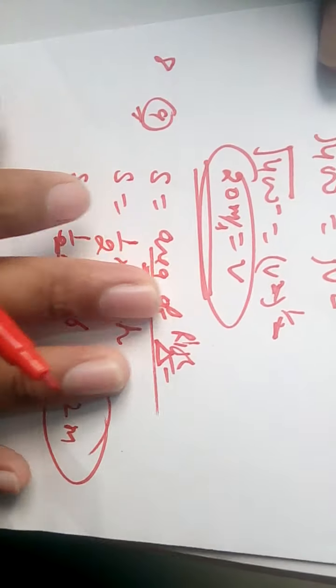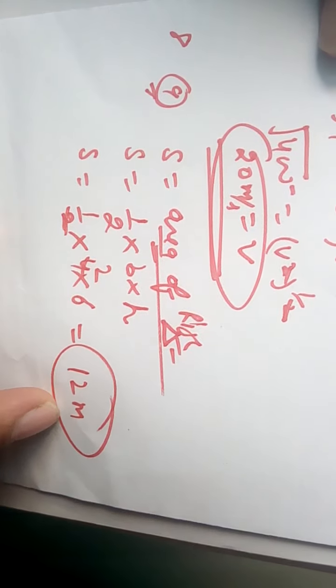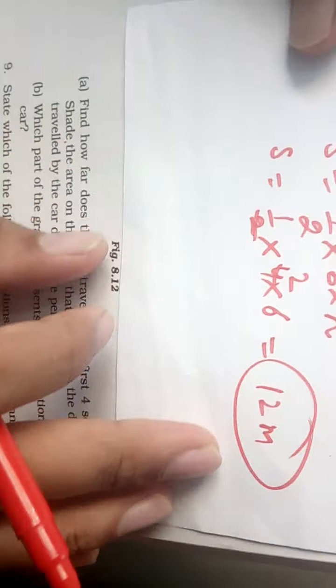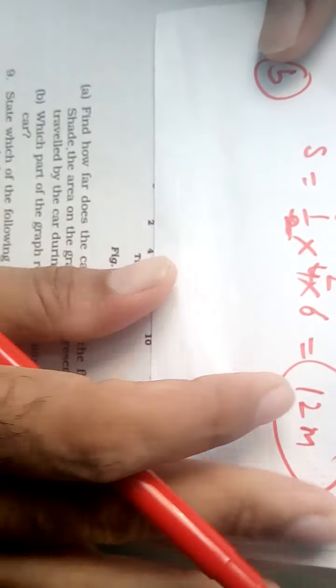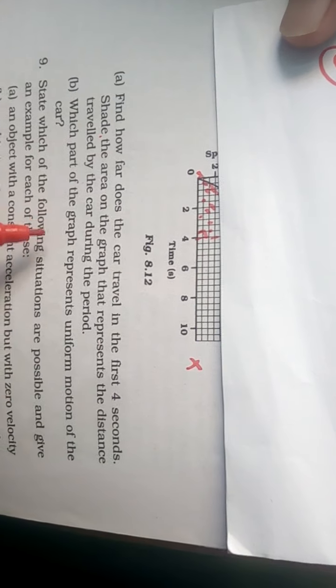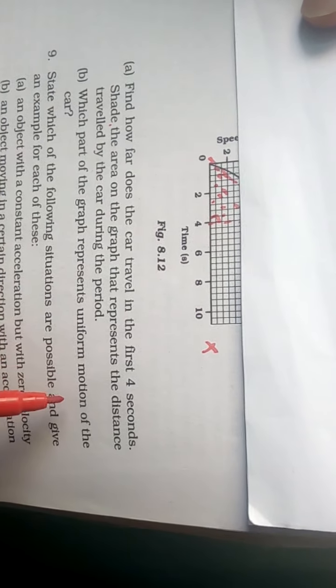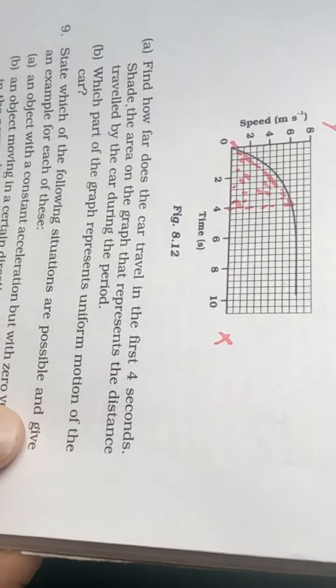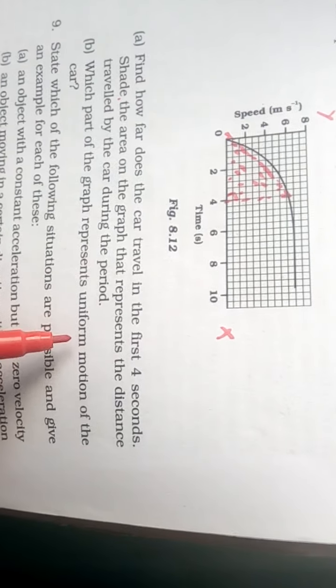Part A for the 8th question, 12 meter is the answer using the formula S is equal to the area of a right angle triangle. And for part B, which part of the graph represents uniform motion of the car? Uniform motion means it moves with the same speed. If it moves with the same speed, that is uniform motion.